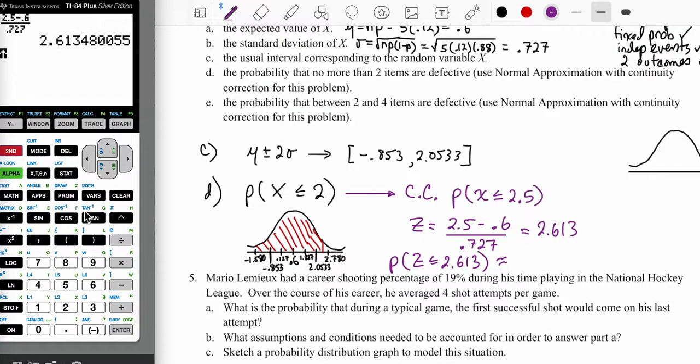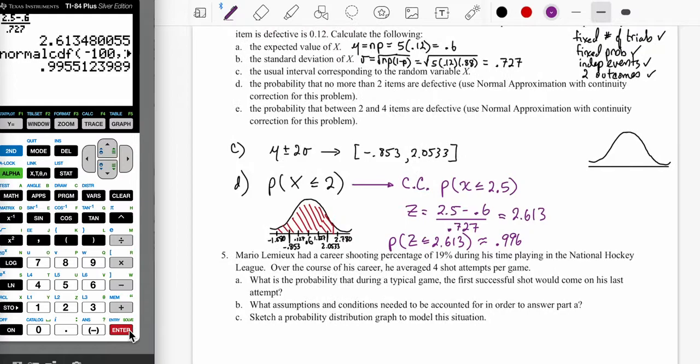So second vars, normal CDF. On the high side, it should be about 2.613. So about 0.996. And that looks pretty consistent with the diagram. All right, so that's part D.